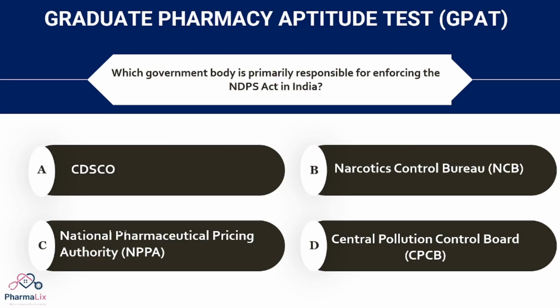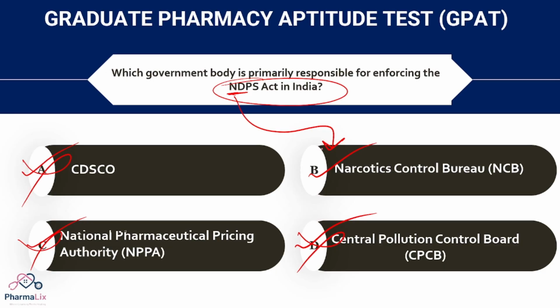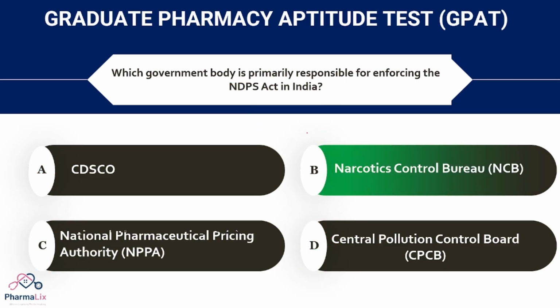Which government body is primarily responsible for enforcing the NDPS Act in India? So the NDPS Act is enforced by which government body? Is it CDSCO, Narcotics Control Bureau, National Pharmaceutical Pricing Authority, or Central Pollution Control Board? So for narcotic and psychotropic substances, pollution could not be the answer. National Pharmaceutical Pricing Authority would also not come into play, and here CDSCO will also not participate. So with narcotic, we can also see the option Narcotics Control Bureau. So NCB is responsible for enforcing the NDPS Act in India.